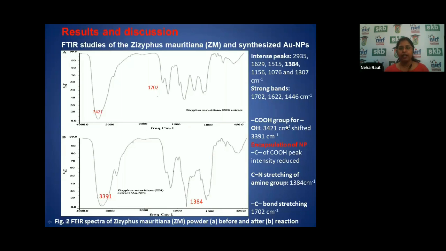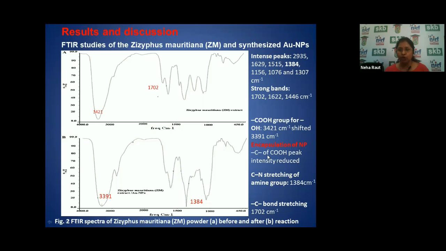In this case, if we highlight a few, that is the OH of the COH group. You can see in the raw material, this OH group is at 3421, which is shifted to 3391 in the nanoparticle. And if you compare the broadness of this peak, it is narrow in Ziziphus mauritiana, which is quite broadened in the nanoparticle. So it indicates this OH is involved in the encapsulation of this nanoparticle.